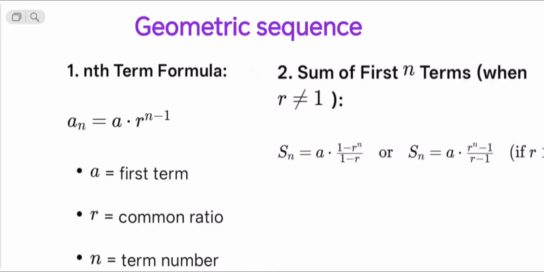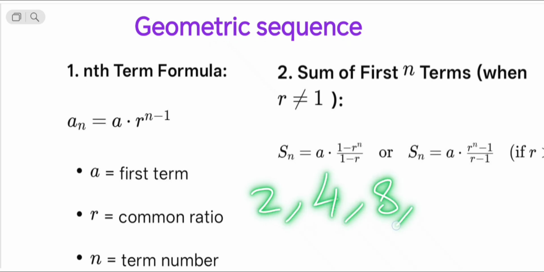Today we are going to learn what is a geometric sequence. Any sequence which has a common ratio. What is a common ratio? It means we get the next term by multiplying or by dividing by something. For example, 2, the next term is 4, next term is 8, next term is 16, and so on.